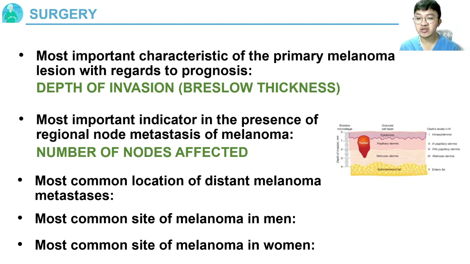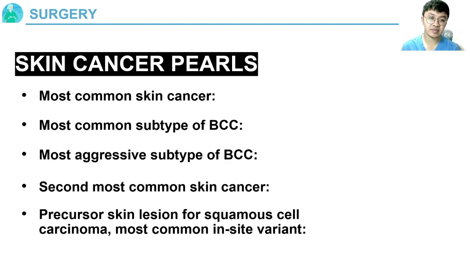The most common location of distant melanoma metastasis is the lungs. For men, the most common primary site is the back. For women, it's the legs. Again, men, back; women, legs.